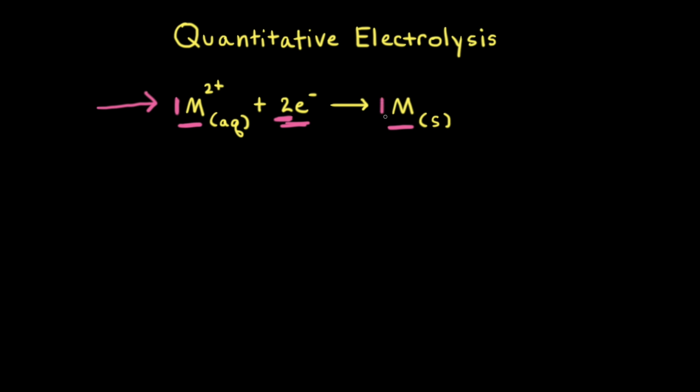So 1 mole of M2+ ions requires 2 moles of electrons to form 1 mole of the metal. So we could use this mole ratio of 1 mole of metal to 2 moles of electrons to figure out, say, how much of a metal is produced in an electrolytic reaction. So this is an example of a quantitative electrolysis problem.